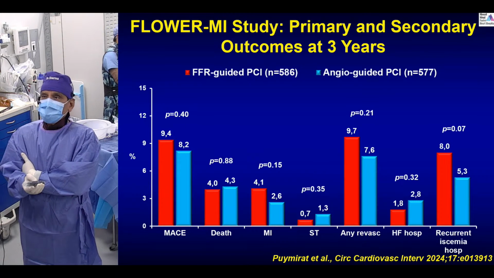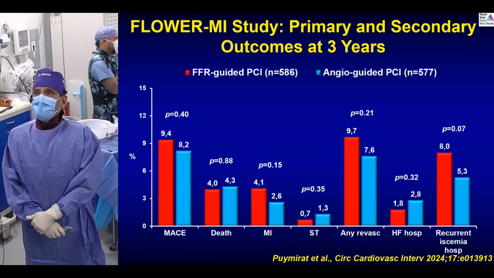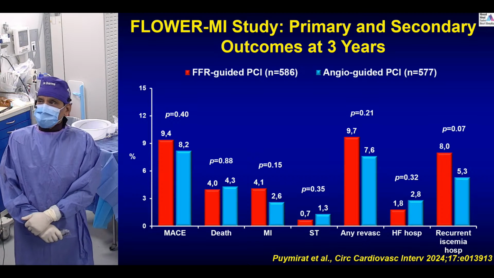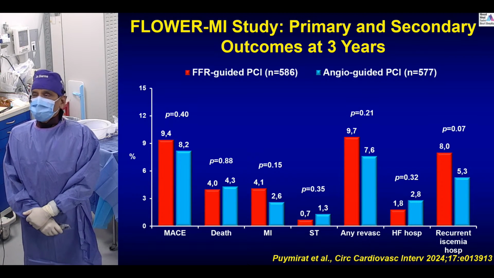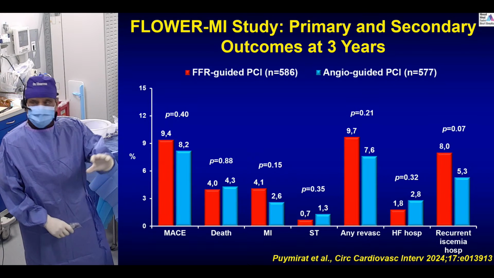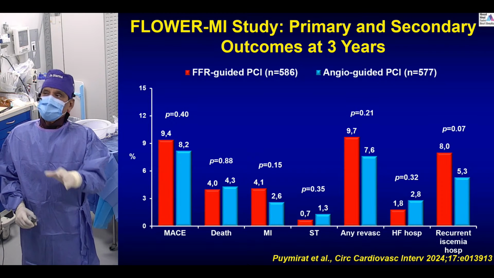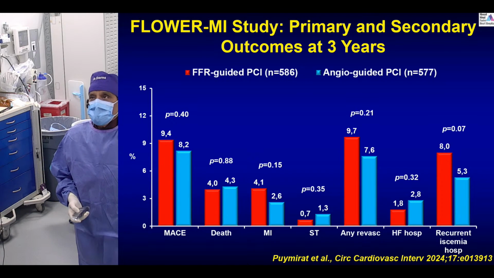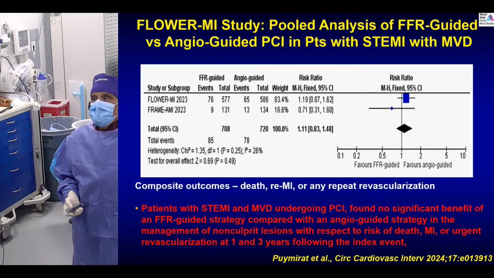What we found here is that the only difference came in some other endpoints: lastly, recurrent ischemia requiring hospitalization trended towards better in the angio-guided group. That means some patients who required revascularization required urgent admission. See the p-value of 0.07 in favor of the angio-guided. So clearly, the FFR-guided strategy did not help us at all, as shown here.